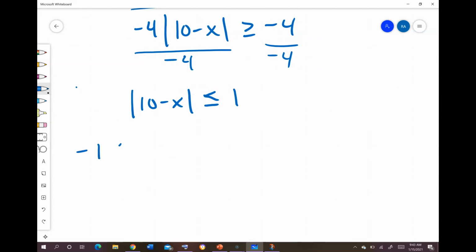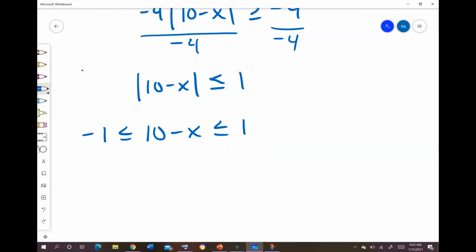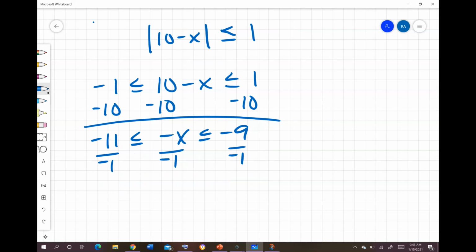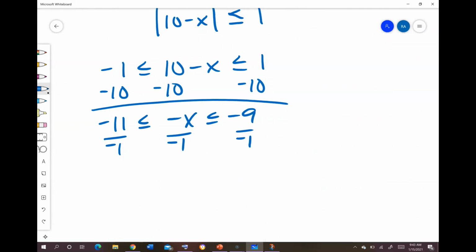So we're going to have a negative less than or equal to 10 minus x less than or equal to 1. Okay? Solve it. We're going to subtract 10, subtract 10, subtract 10. I get negative 11 is less than or equal to negative x, less than or equal to negative 9. We're going to divide by negative 1. Well, we're dividing by a negative number again. So guess what? We have to flip again. So this becomes 11 is greater than or equal to x, greater than or equal to 9.